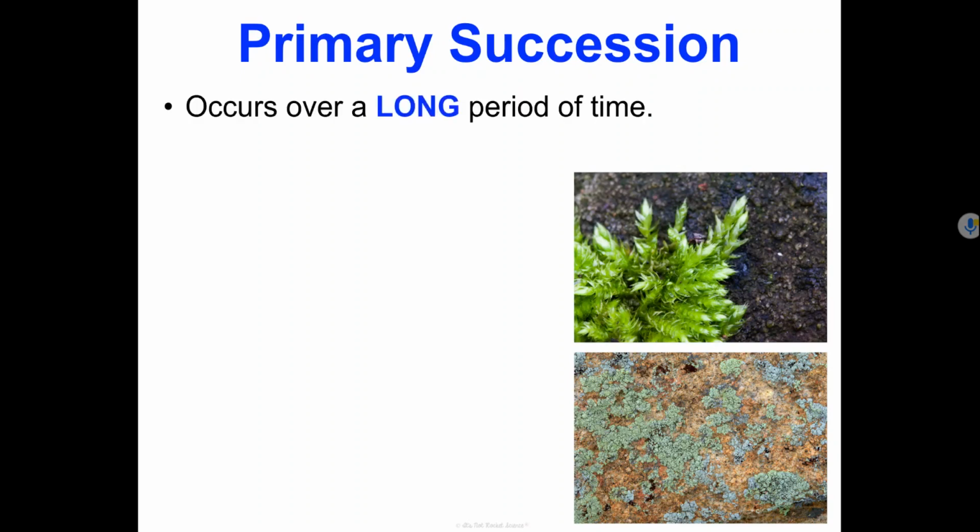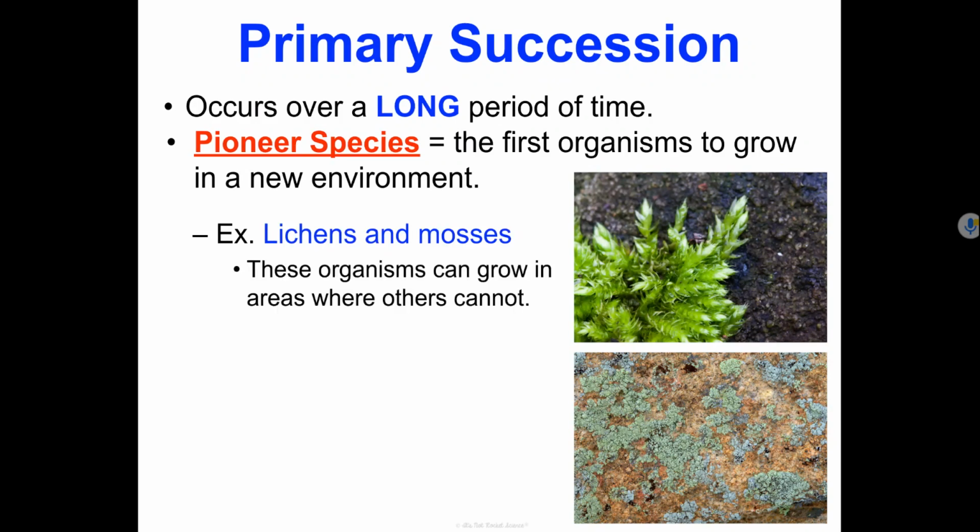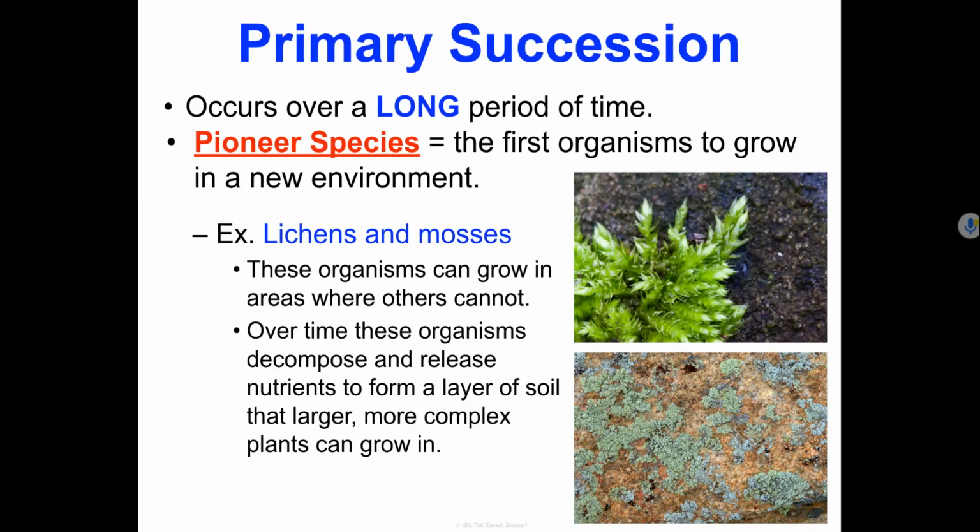This occurs over a long period of time through the work of what are called pioneer species. Pioneer species are the first organisms to grow in a new environment. For example, lichens and mosses. I have a picture of each on this slide. These organisms can grow in areas where others cannot, and over time, these organisms decompose and release nutrients to form a layer of soil that larger, more complex plants can grow in.